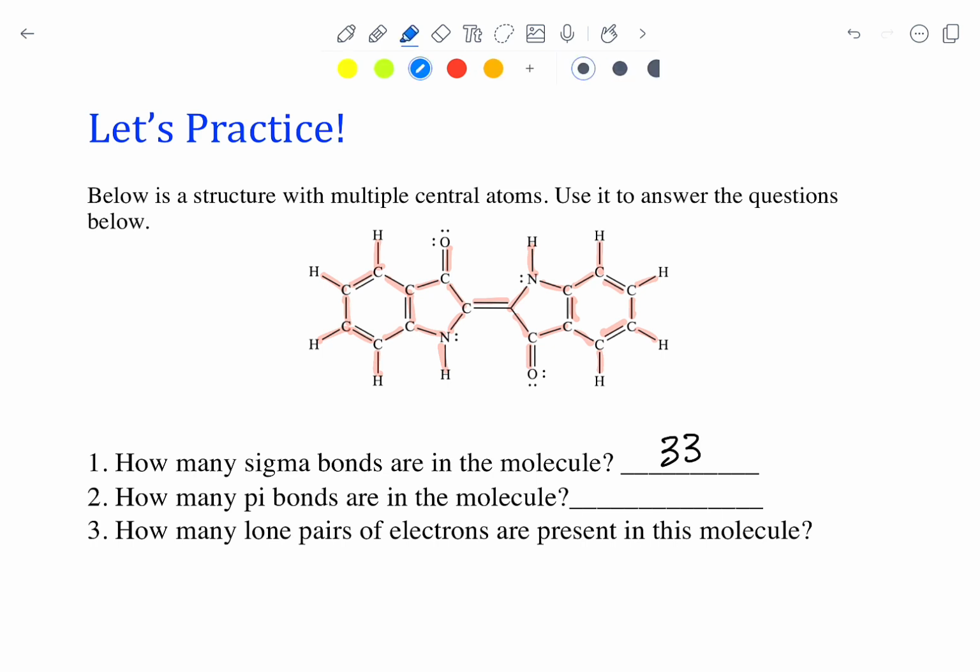For pi, we count up all of our double bonds. So we have 1, 2, 3, 4, 5, 6, 7, 8, 9. So we have 9 pi bonds. Okay, and then for lone pairs, I guess I'll highlight those as well. I'll use green. I have 1, 2, 3, 4, 5, 6. I have 6 lone pairs.